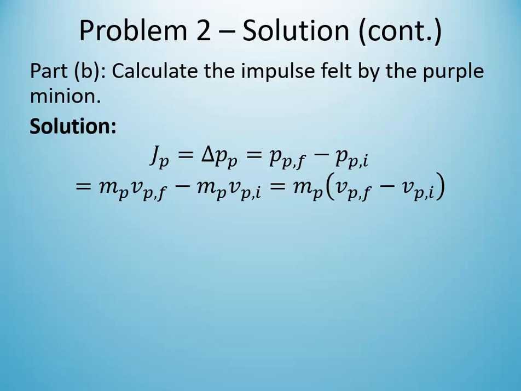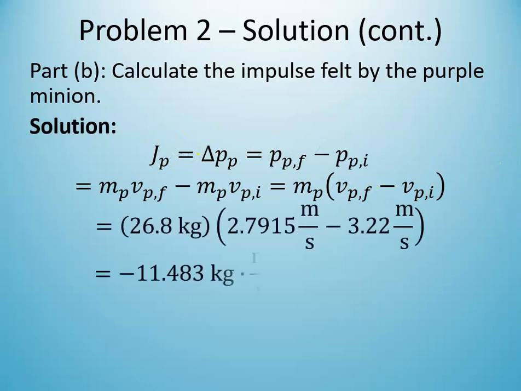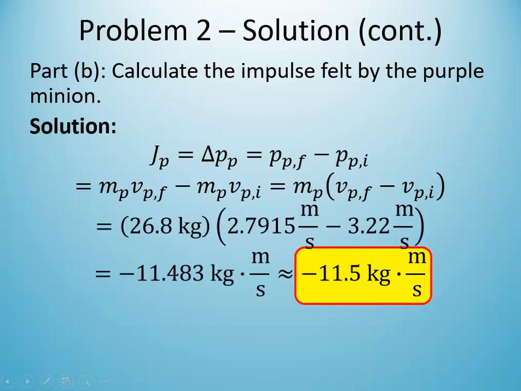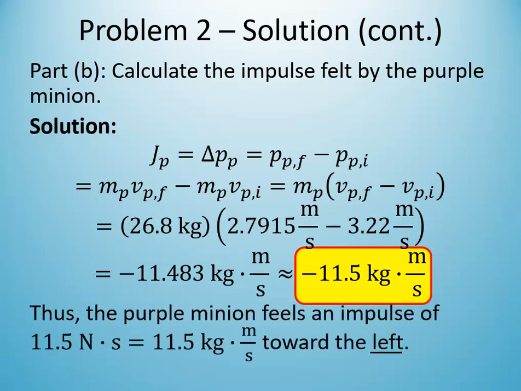So we factor out our mass. In this case, though, we're not going to divide both sides by anything because we're being asked for the impulse. So we're ready just to plug in numbers right now. And upon doing so, we get that the impulse felt by the purple minion is negative 11.5 kilogram meters per second. That is 11.5 kilogram meters per second toward the left.